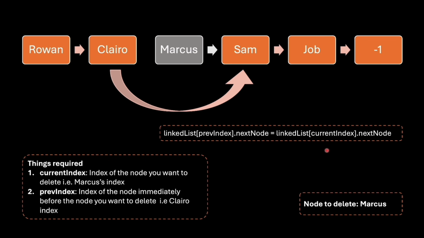So let's see what this code does. Essentially what it does is it updates the pointers, but let's break it down. So linked list current index dot next node. This is where Marcus is pointing to. So this stores Sam's index. Linked list previous index dot next node. This is where Claro is pointing to. So by assigning Sam's index to Claro's next node, we have updated the pointer. Again, all this line of code does is to make sure Claro is now pointing to Sam instead of Marcus.